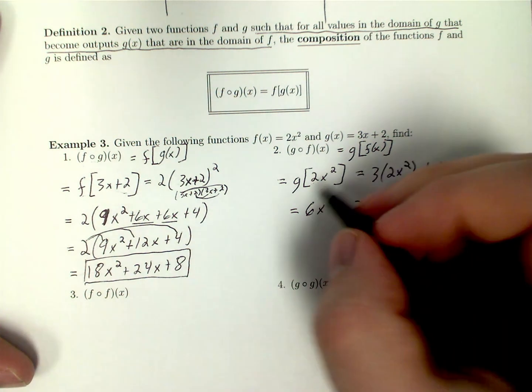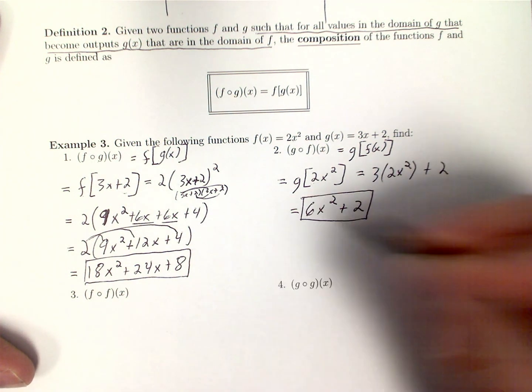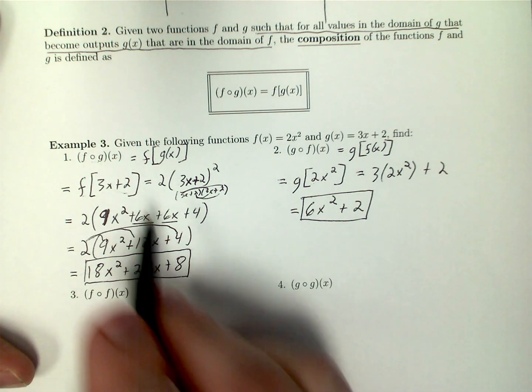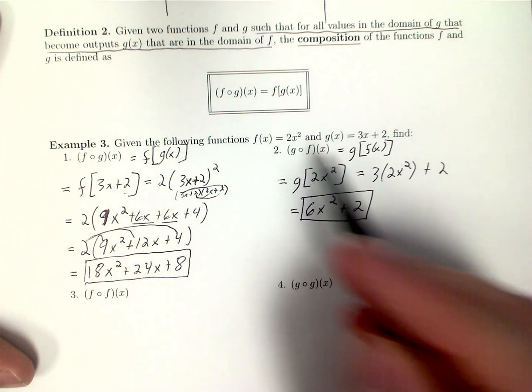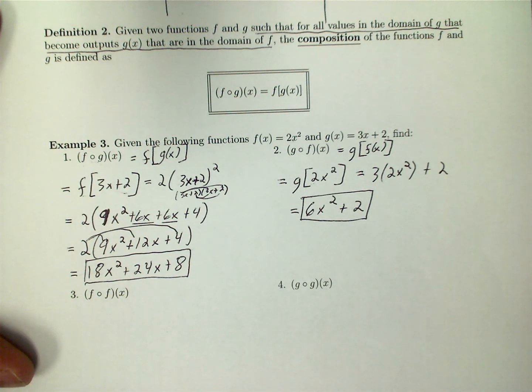And if you notice, g of f is very different from f of g. So f of g is not the same as g of f. In other words, this operation is not commutative. You can't switch the order and it'd be the same thing.